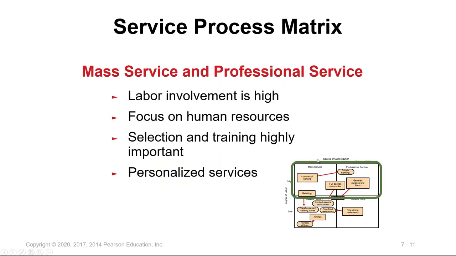From the matrix, we can find that mass service and professional service involve high labor. Selection and training are highly important, with a focus on human resources and personalized service. So that's for the mass service and professional service up here.